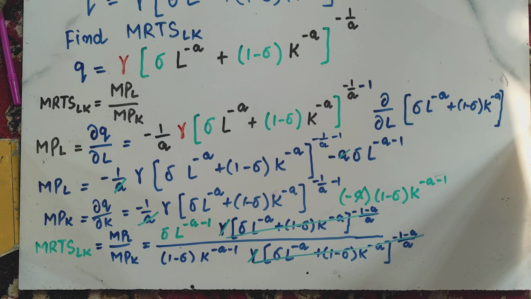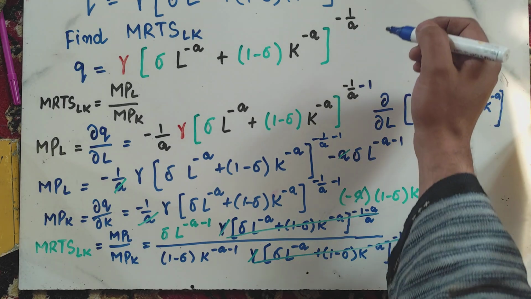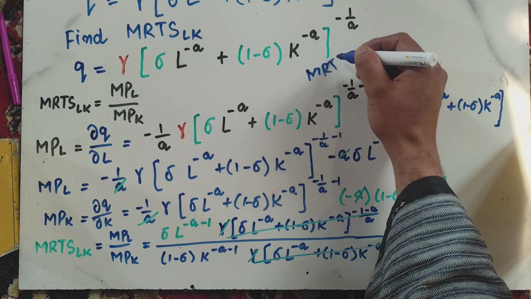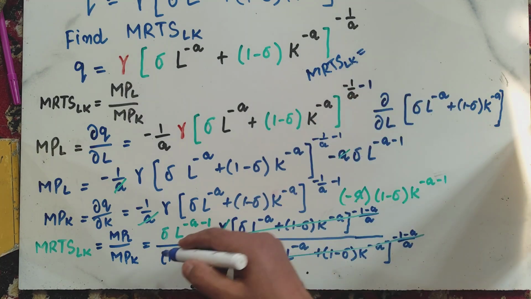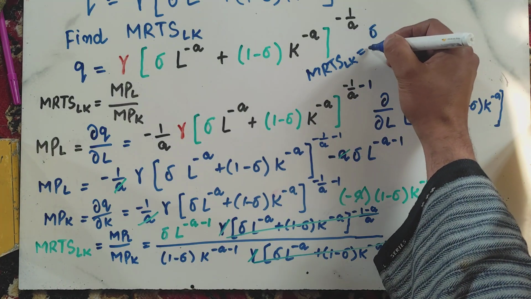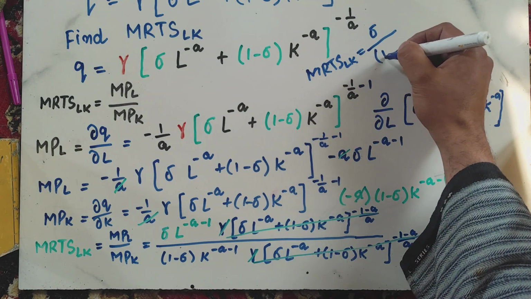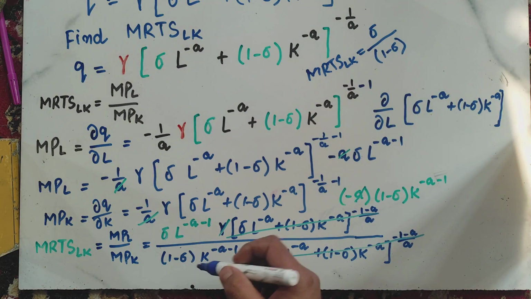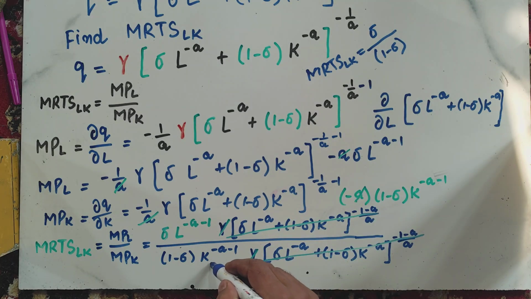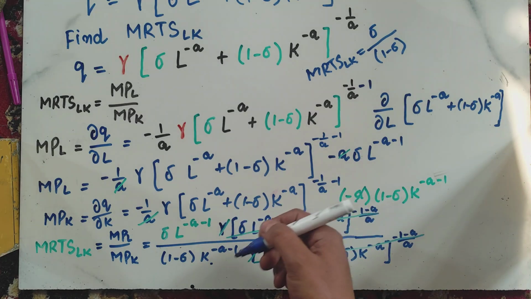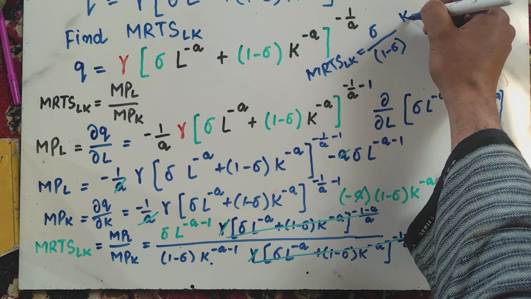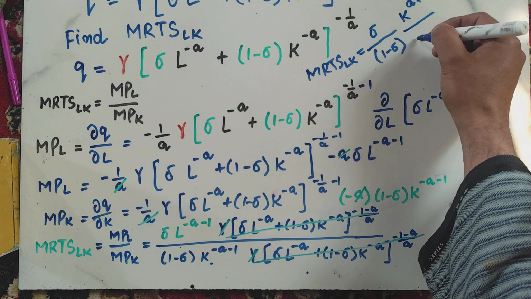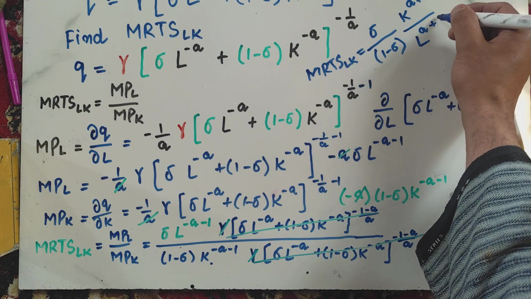That gives us the marginal rate of substitution. If I write it here, if I have the space, the marginal rate of technical substitution between labor and capital will be equal to delta divided by 1 minus delta. Now transpose the numerator to the denominator and the denominator to the numerator. So we have K raised to this power; we transpose it to the numerator, the exponent sign will change, and we will get K raised to the power A plus 1. Likewise, if I transpose L to the denominator, the exponent sign will change and it will become A plus 1.